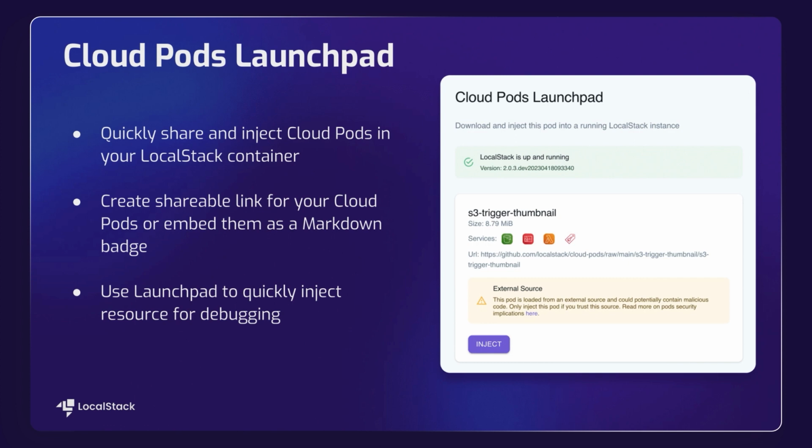If you wanted to enable the persistence mechanism, all that you needed to do was set up a config variable, which is persistence equal to 1. And with that, with all of the restarts of your LocalStack instance, you can pretty much restore all the state of your AWS resources.